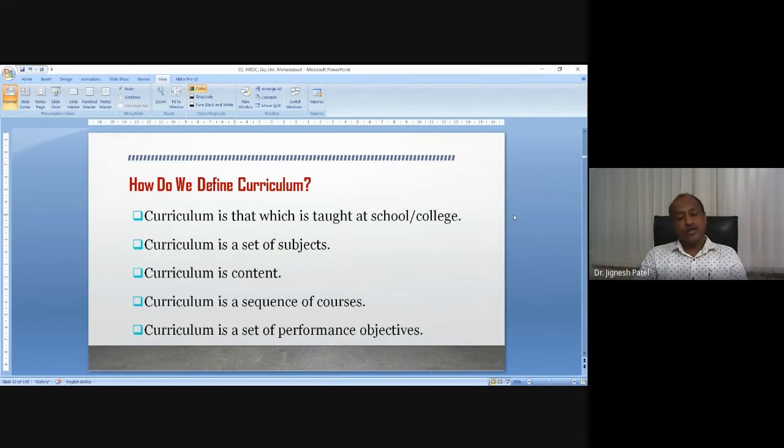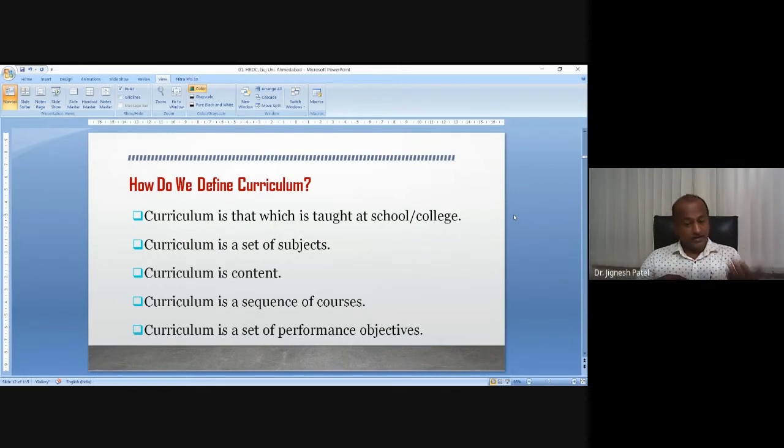Now the question arises, how do we define curriculum? Curriculum is that which is taught at school or college, we can say that. It should be in a formal way of teaching, not in an informal way. So it is taught at college or schools. We can say that curriculum is a set of subjects. It is not one particular subject. It is a set of subjects. Number of different papers are coming in this curriculum.